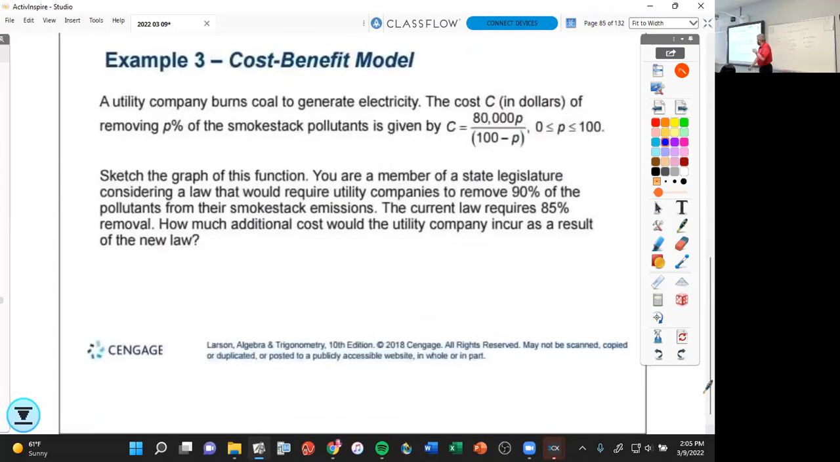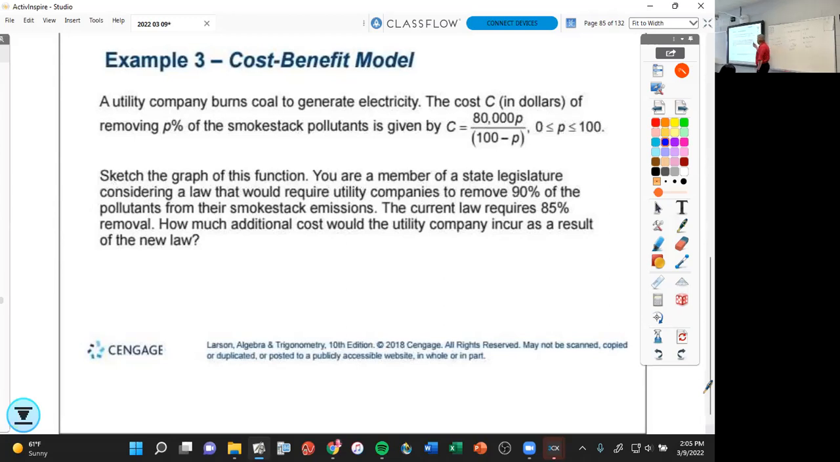Word problem, your favorite. A utility company burns coal to generate electricity. The cost, C in dollars, of removing P% of the smokestack pollutants is given by this function. So to make the air clean is going to cost the company money, right? As to make electricity. Here's the function.